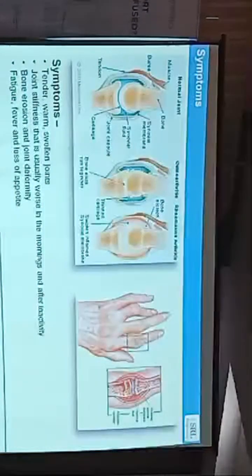As you know, the autoantibodies related to rheumatoid arthritis are rheumatoid factor and anti-CCP. You can see there is swollen synovial tissue, there is erosion of the bones, which are characteristic findings of rheumatoid disease, and also there is deformity.